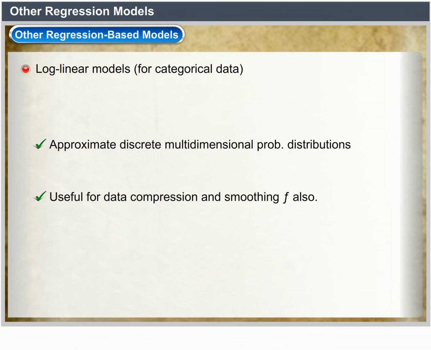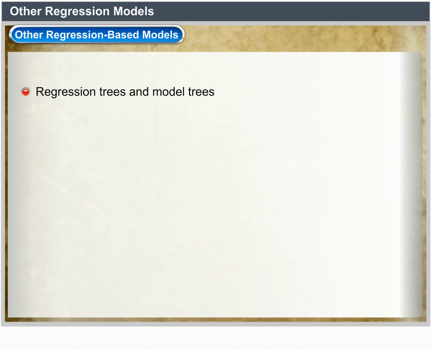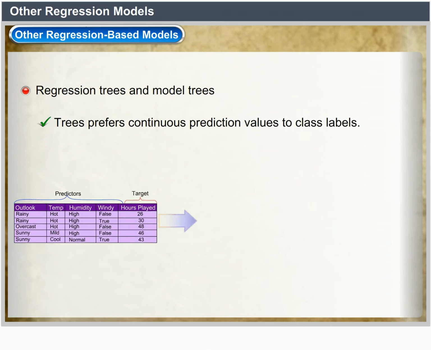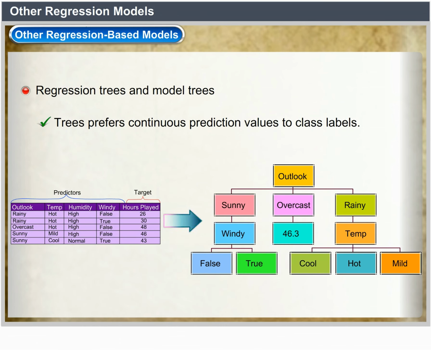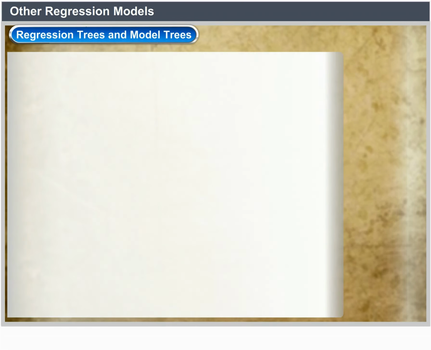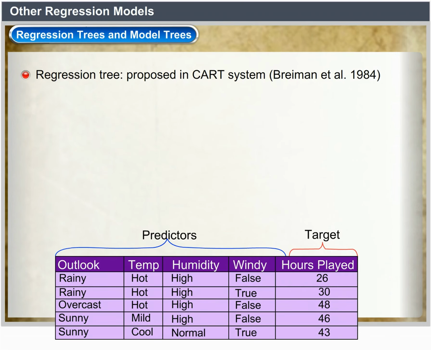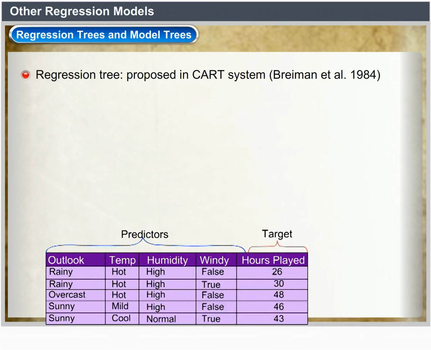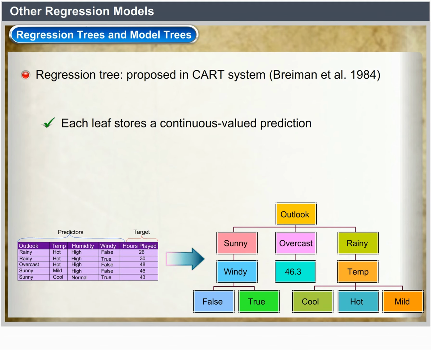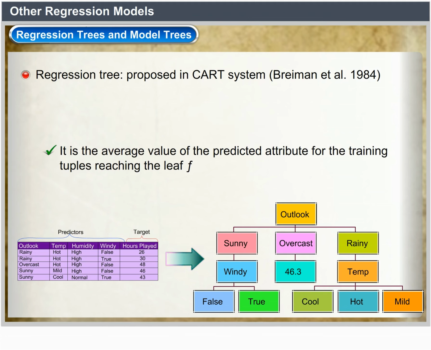Regression trees and model trees: trees to predict continuous values rather than class labels. The regression tree was proposed in the CART system, classification and regression trees. Each leaf stores a continuous valued prediction. It is the average value of the predicted attribute for the training tuples that reach the leaf.